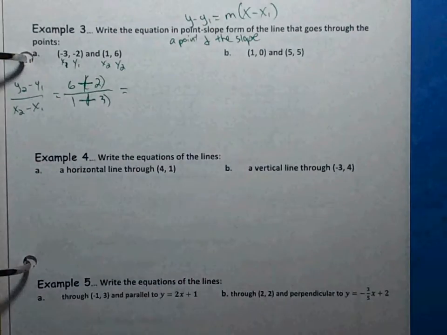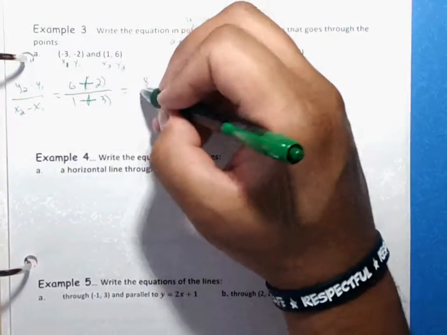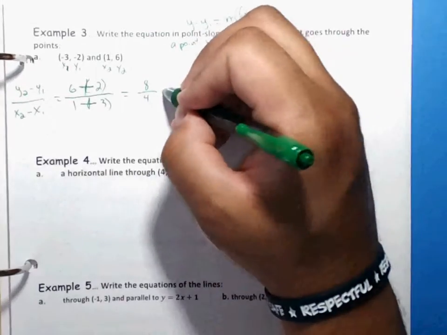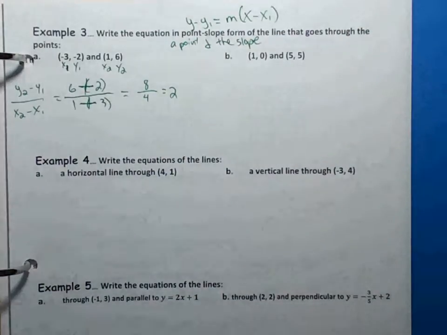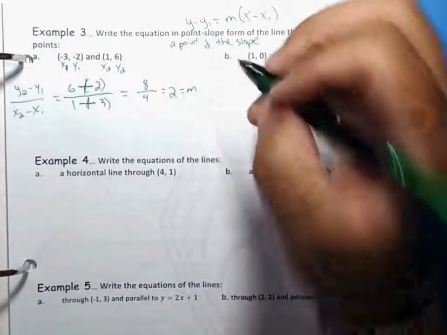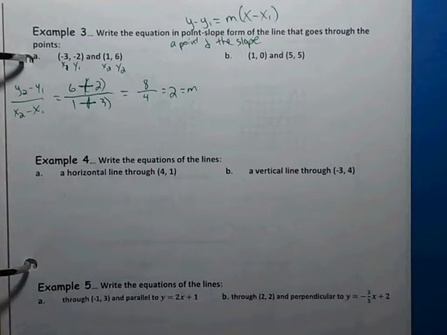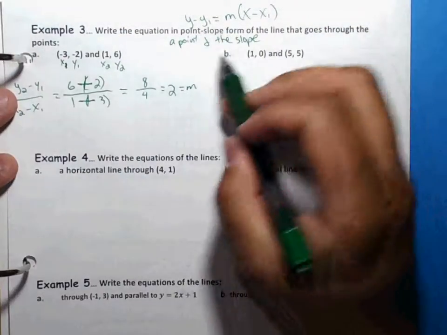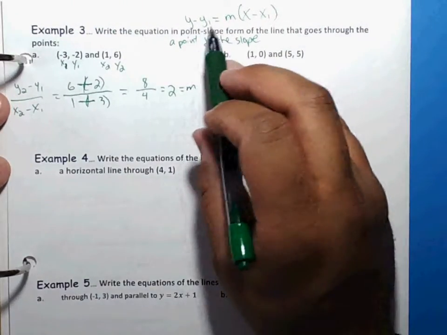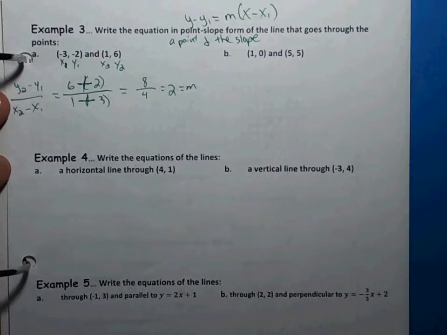Turn those to a positive. 6 plus 2 is 8. 1 plus 3 is 4. And that simplifies to a 2. So that means that my m is 2. And if I want to write this in point-slope form, I'm going to use my formula that I used earlier. I wrote out y minus y1 equals m(x minus x1).